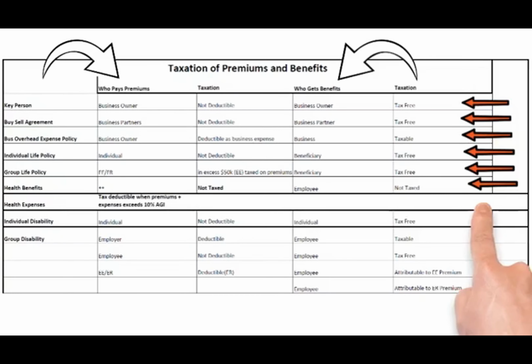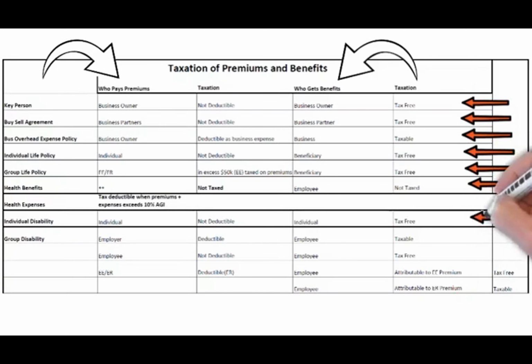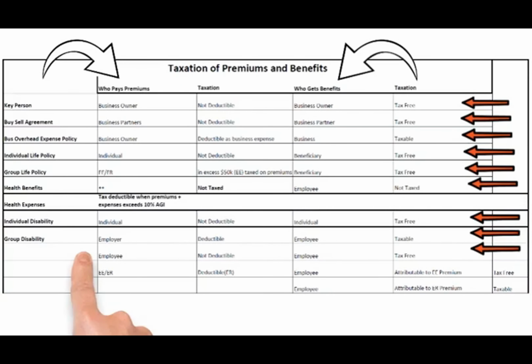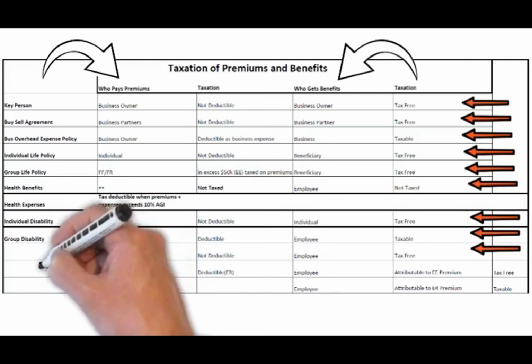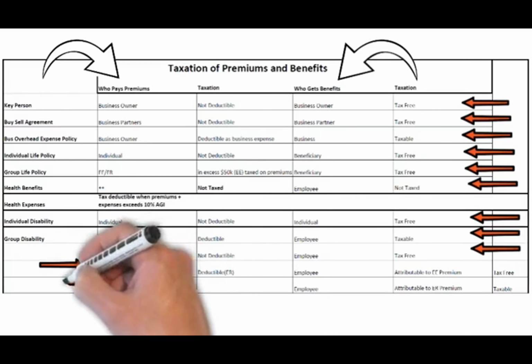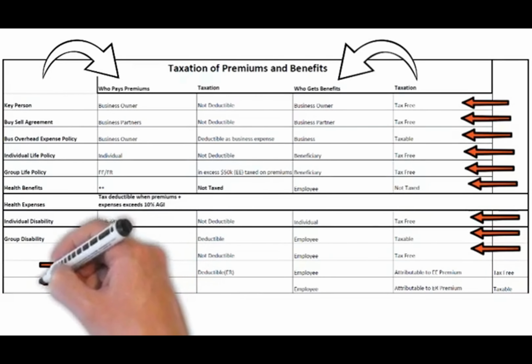Now, on individual disability policies, the individual pays the premium, and it's the individual that would get the benefit. On group disability, if the employer pays the premium, then the employee is getting the benefit. However, if the employee pays a premium, then the employee still gets the benefit. Now, sometimes they split it, so you just need to know who's paying which part of the premium to know which part of the benefit is taxed.